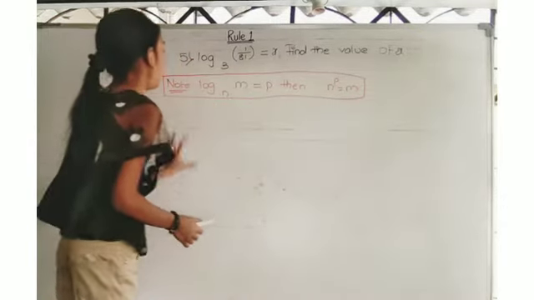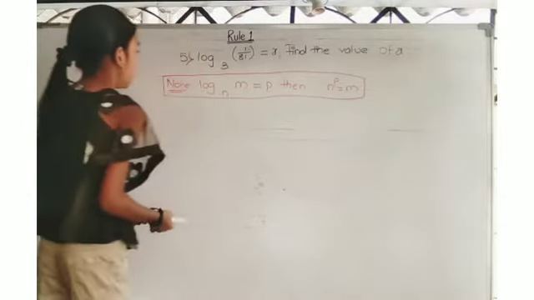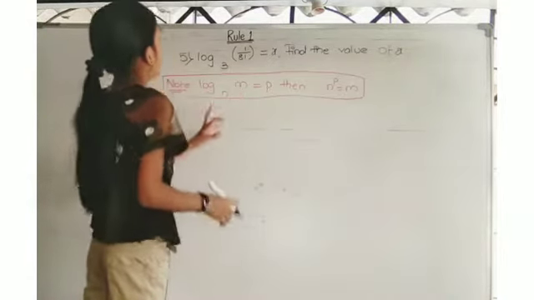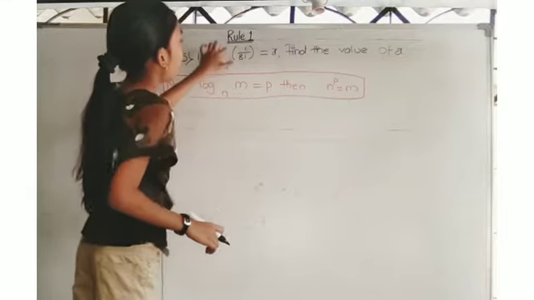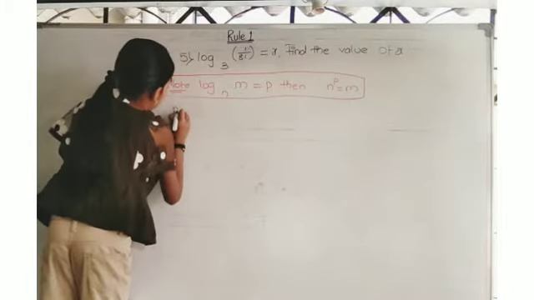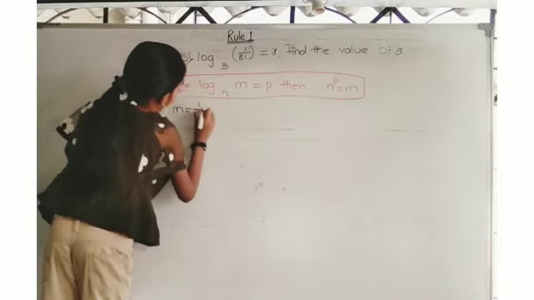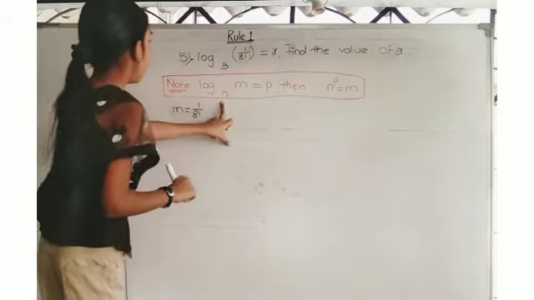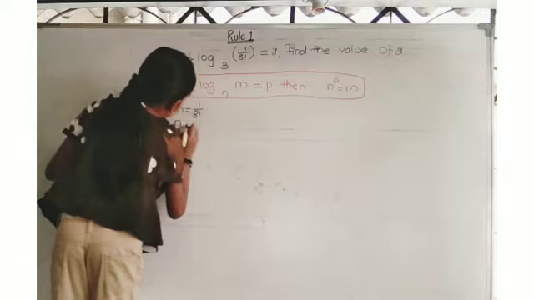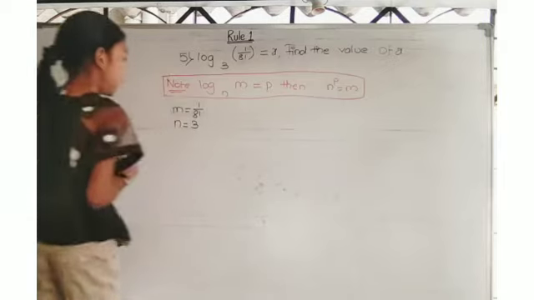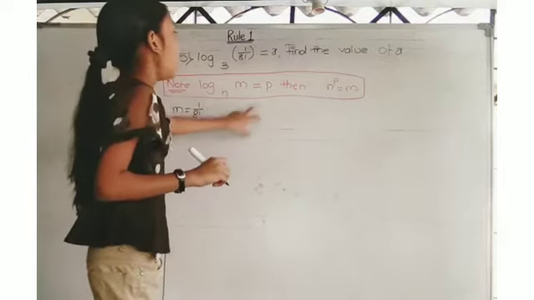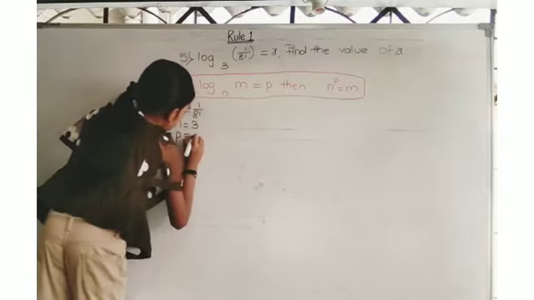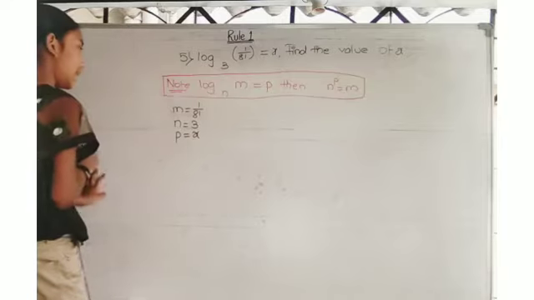Here we are going to substitute the values. M value is 1 upon 81, so m is equal to 1 upon 81. Now n value is 3, so n is equal to 3. After that p value is x, so p is equal to x.